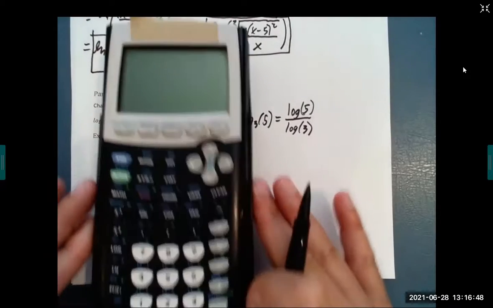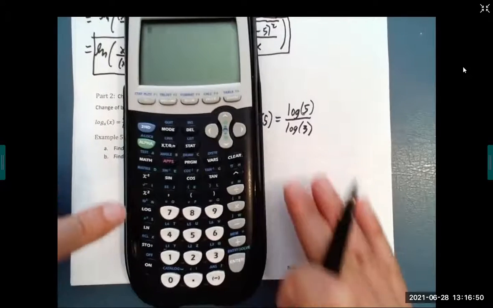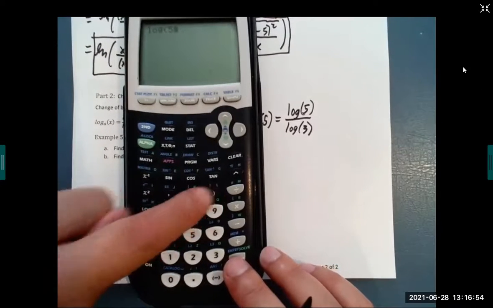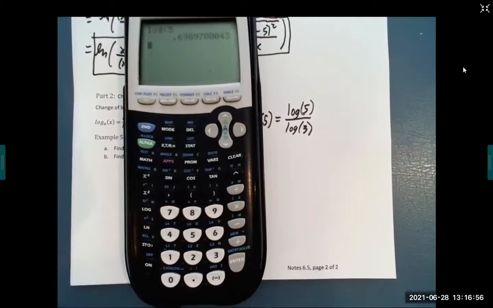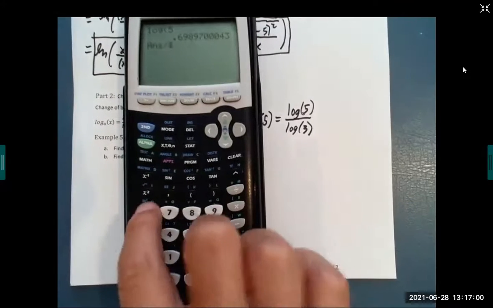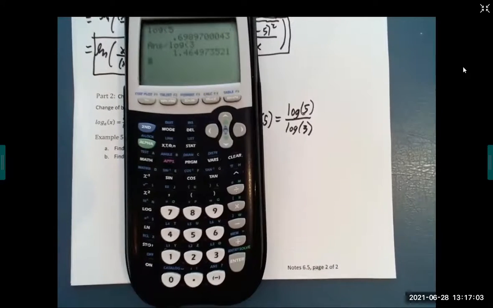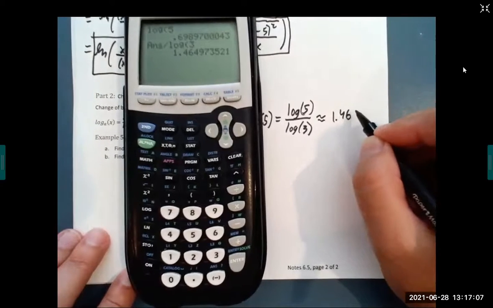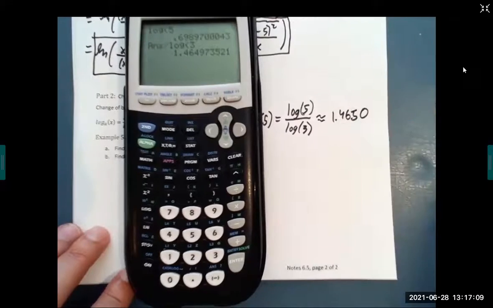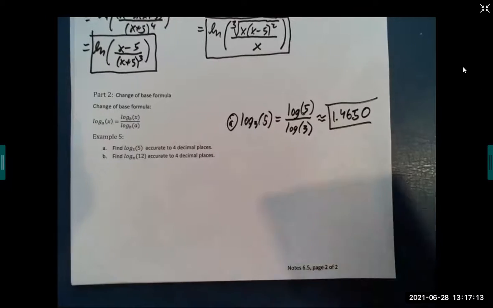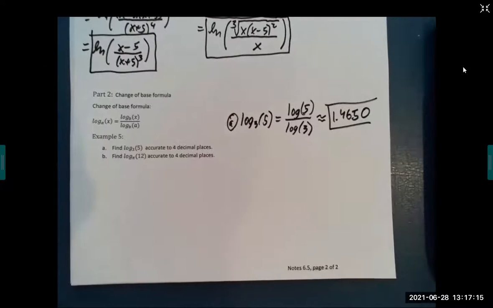So I'm going to use log base 10 of 5, either close the parenthesis and then hit divide, or what I'd like to do is I hit enter first. So that's log of 5 divided by log of 3. So this is about 1.4650. Does it say how many places to go? 4 decimal places, so we're good. All right, part B.